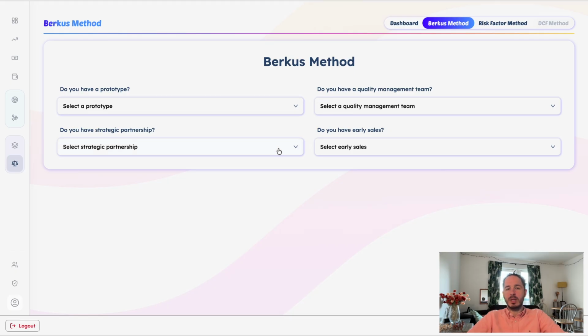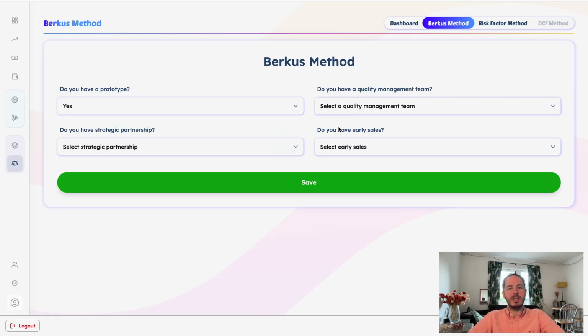Do you have a prototype? Do you have a quality management team? Do you have strategic partnerships? And do you have early sales? Each yes answer adds a fixed amount to your estimated valuation. In this example, we have a prototype and early sales, but not yet a quality management team or strategic partnership.